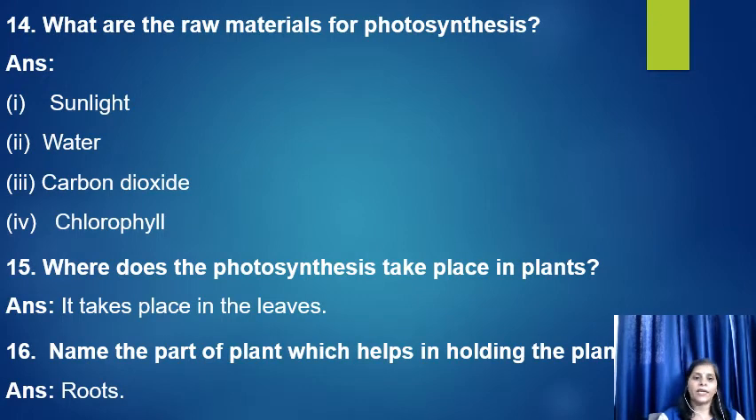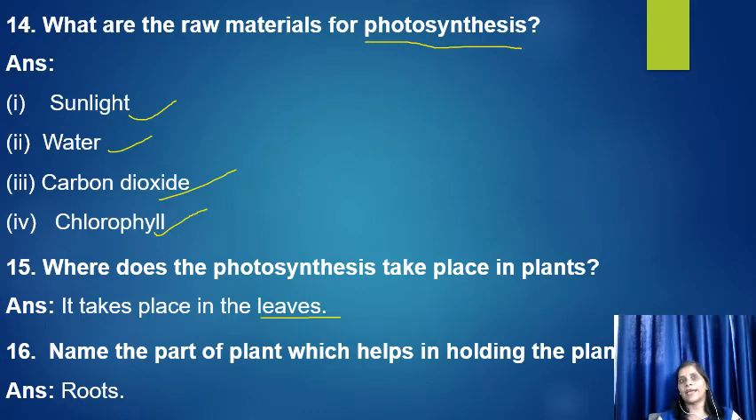What are the raw materials for photosynthesis? Just now we had discussed. The raw materials are sunlight, water, carbon dioxide, and chlorophyll. The green color of the leaf which we see is because of the presence of chlorophyll. Where does photosynthesis take place in plants? The photosynthesis process takes place in the leaves, but sometimes in plants like cactus, where the leaves are absent, photosynthesis takes place in the stem.